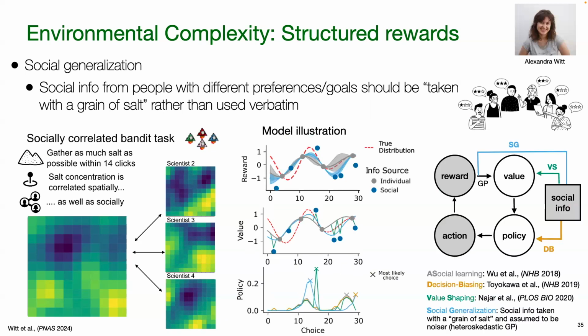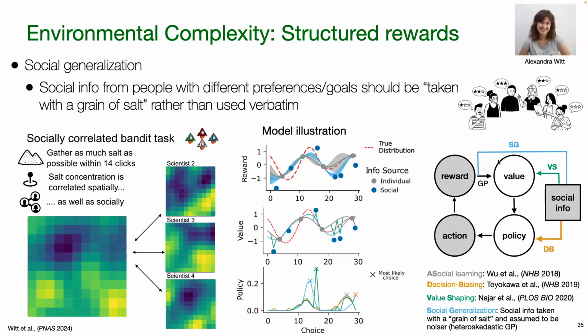You can read the paper for the full details, but here we tested a number of different social learning models, including the decision biasing model we introduced, value shaping, and then this new form of social generalization, which uses social information and generalizes it to inform our beliefs about the world, but doesn't do so verbatim and takes it with a grain of salt, assumes that it's more noisy.